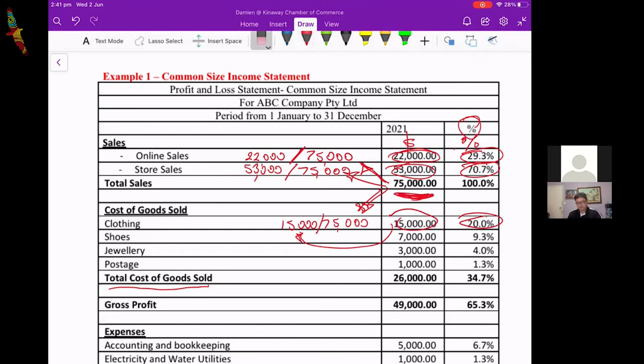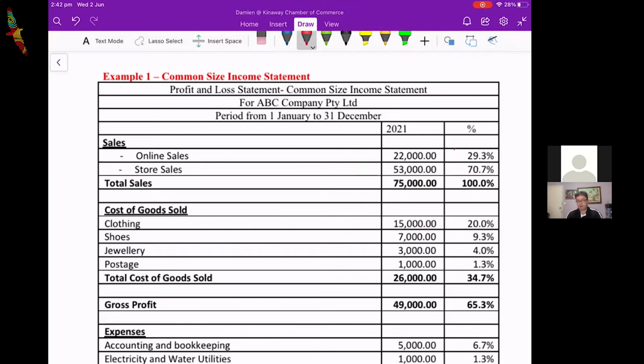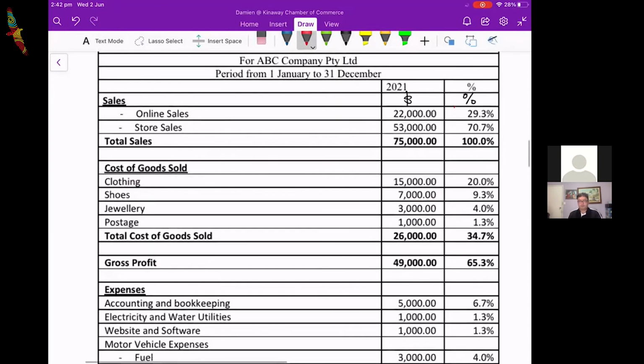So how's it useful? Let's have a look. What's it telling us compared to just having the actual sales figures? Why are we using the percentages? I'll put here the dollars and the percentages. For now, because it's only one year's worth of financials that we have to work with, let's have a look. We know that 29.3% of the sales came from online. We know 70.7% came from store sales.